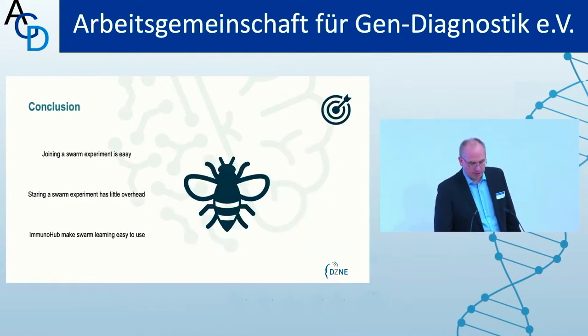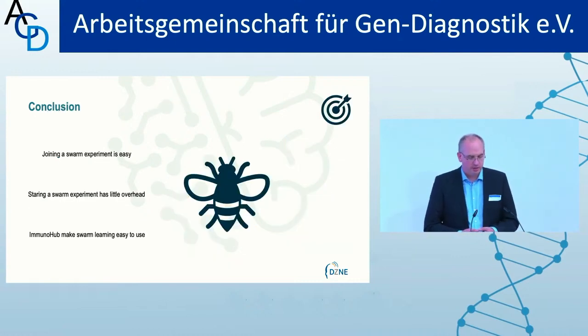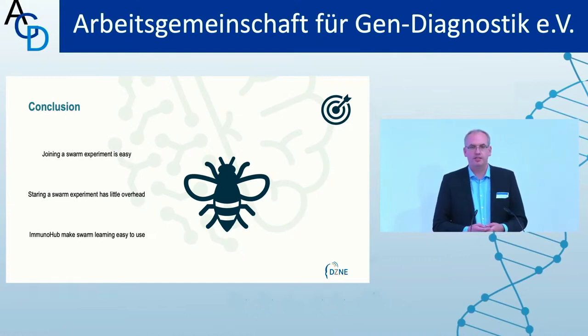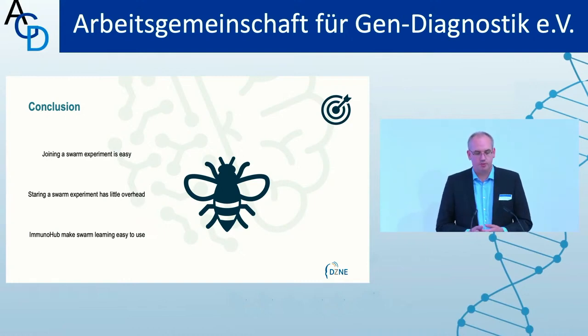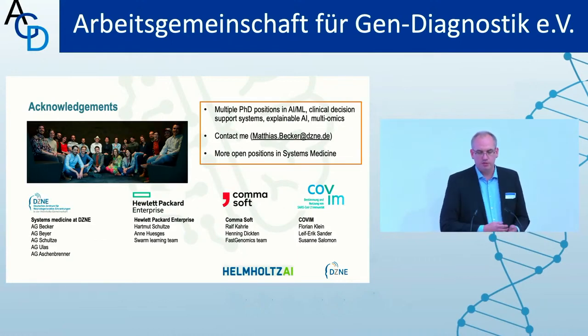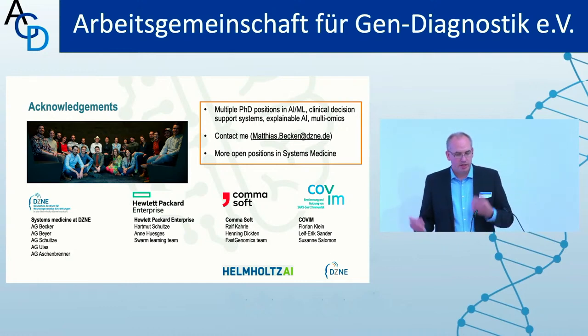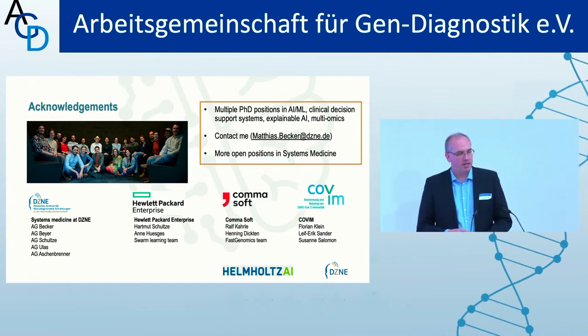And this already takes me to my conclusion. Joining a swarm experiment is easy. Setting up one takes a little overhead, and we believe that the ImmunoHub that we have built is a good tool to make swarm learning easier to use. Lastly, I just want to mention that we're on the lookout for PhD students interested in AI, ML. We're building clinical decision support systems, and are looking into explainable AI, multi-omics. Please reach out to me.